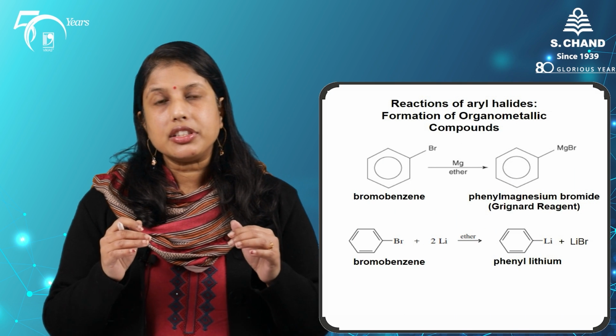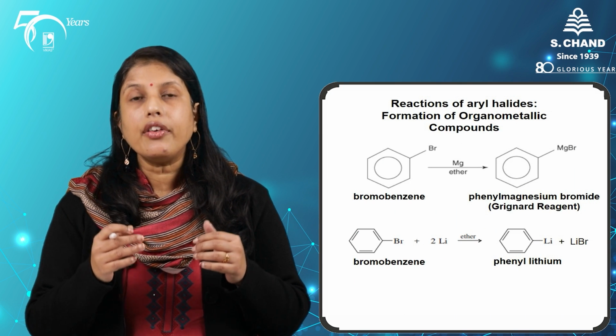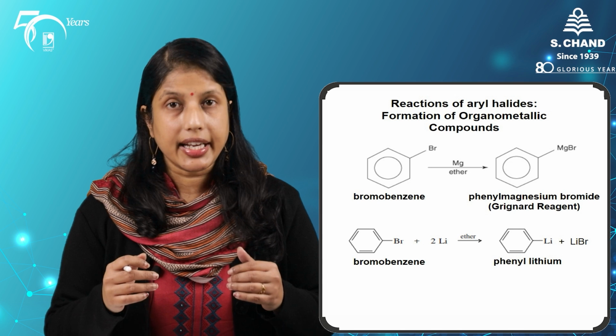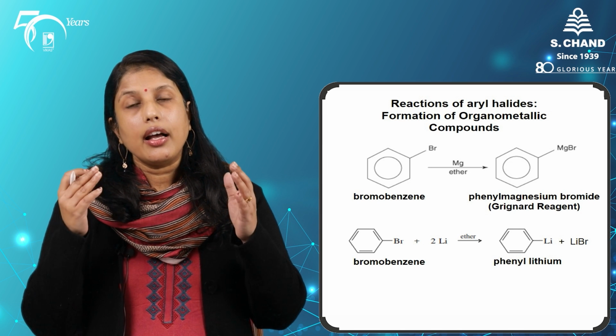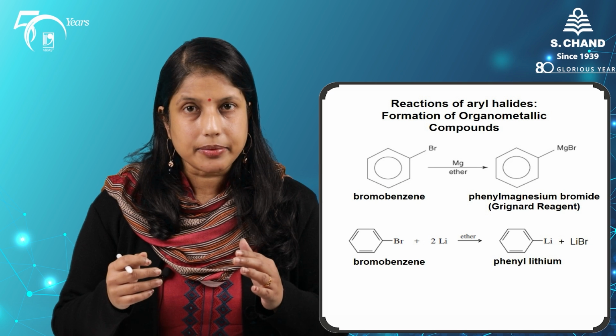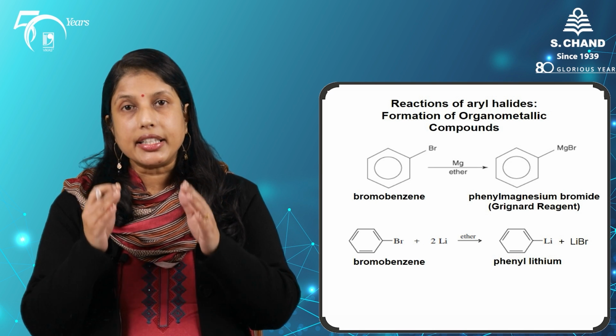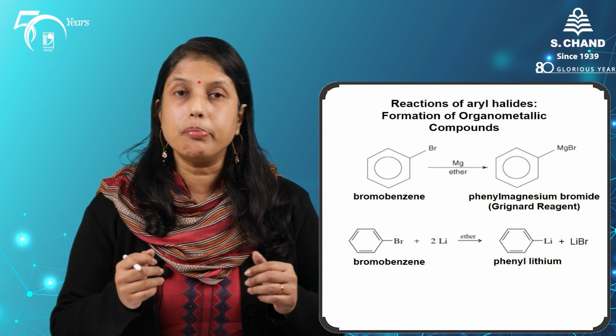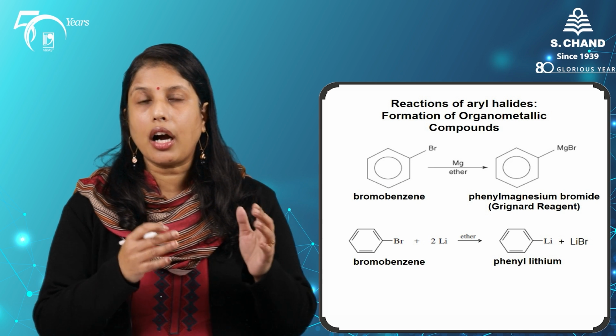Well, one of the most important reactions is the formation of our Grignard's reagent. Remember, Grignard's reagents are an example of our organometallic reagents. That is, with the general formula RMgX, where the magnesium, the metal, is bonded to our carbon atom.